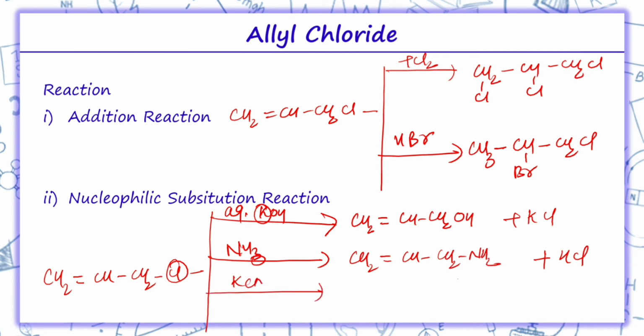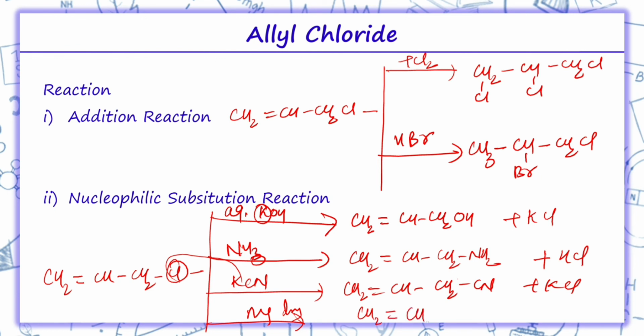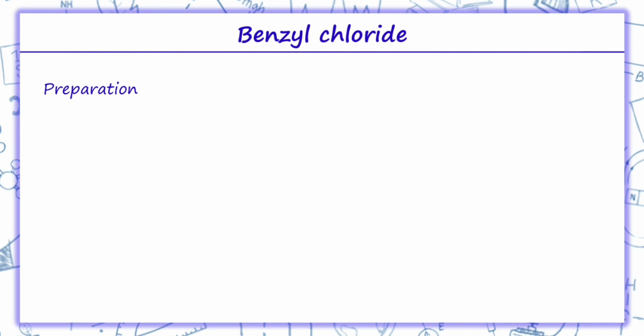We get CH2=CH-CH2NH2. Similarly, when it reacts with KCN, we will get cyanide. KCl will be removed: CH2=CH-CH2CN plus KCl. When it reacts with magnesium in dry ether, we get a Grignard reagent, which is CH2=CH-CH2MgCl. Now, moving on to the last compound of haloarenes, that is benzyl chloride. Benzyl chloride can be written as C6H5CH2Cl, or as PhCH2Cl.